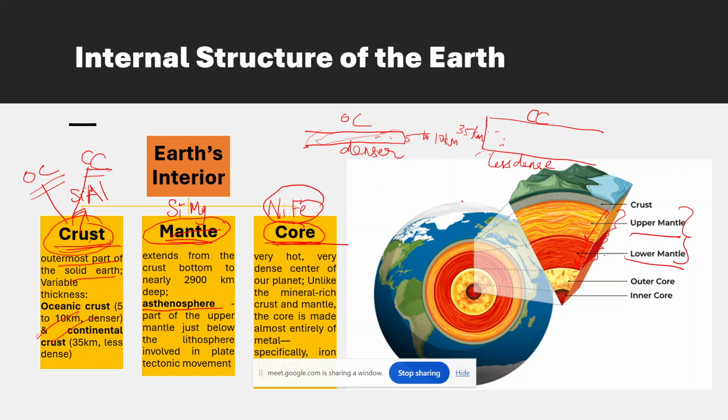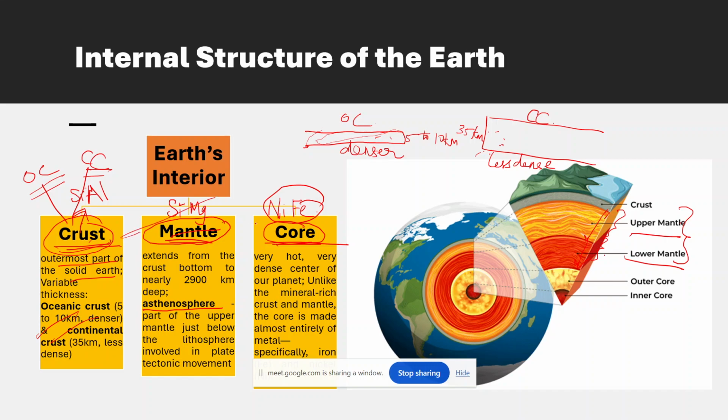So as I said, asthenosphere is important because we will be discussing plate tectonics in the upcoming slides. Of course, we had a brief introduction in the previous class, but still I thought it is important to recap it once more. So that is the thing regarding the mantle.